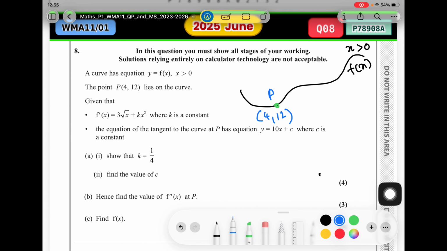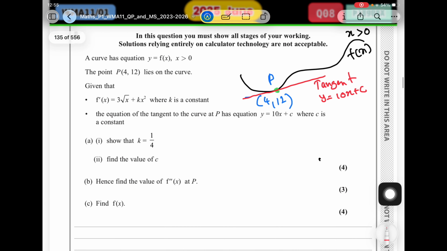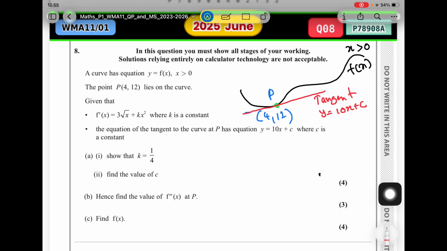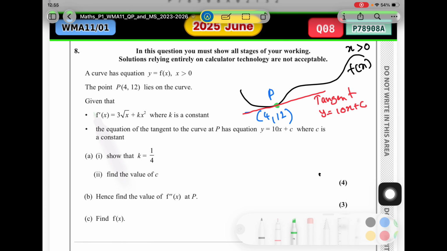And then later they say there's a tangent drawn to this curve with this equation, and that line is y = 10x + c. So that is the piece of information, and they have also given us f'(x), which is after differentiation.